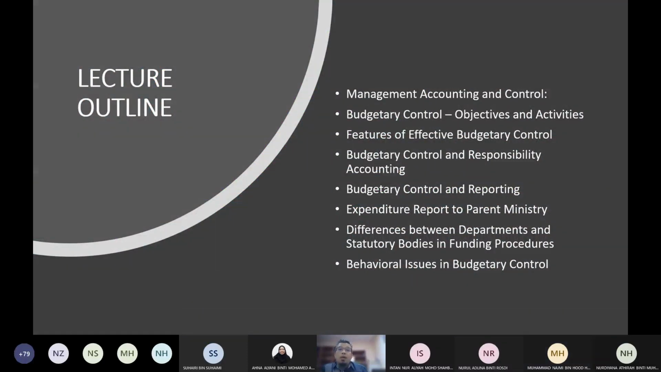Okay, so we'll cover budgetary control, objective, activities, and then we discuss features of effective budgetary control, and then what are the mechanisms. I think I will also show maybe example or workbooks. Some of this information you can download from the internet. I think they are widely available, as an example. So what kind of reports can be generated for budgetary control?